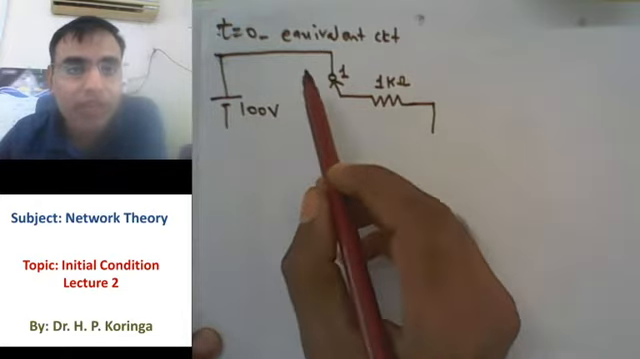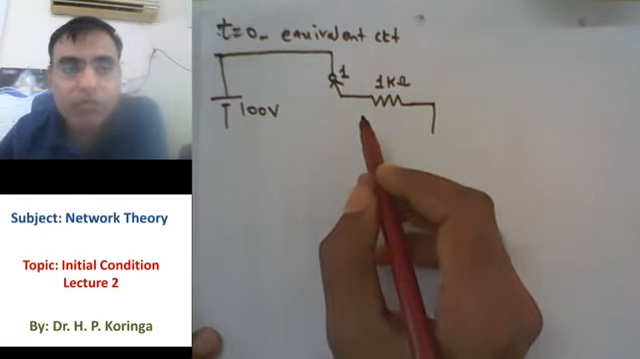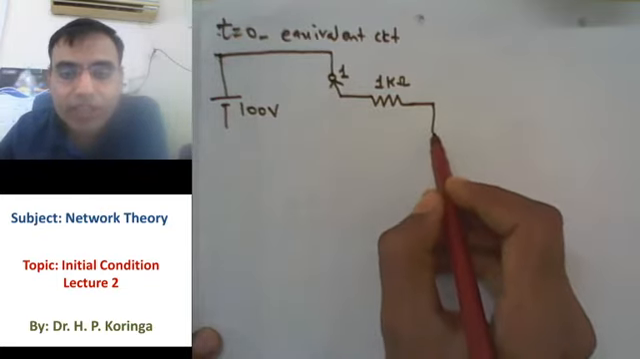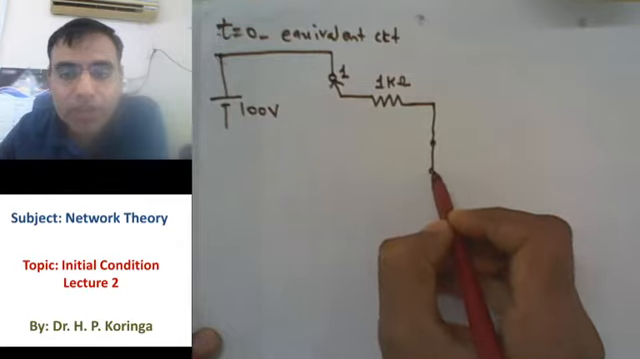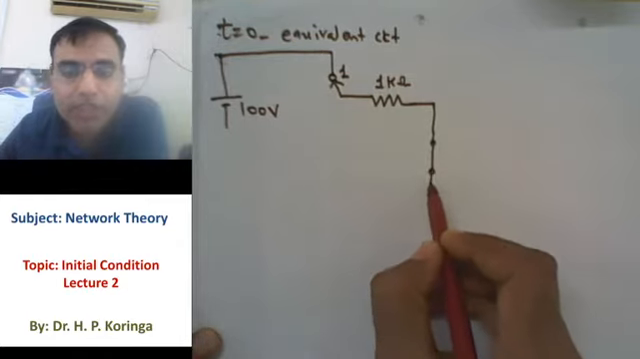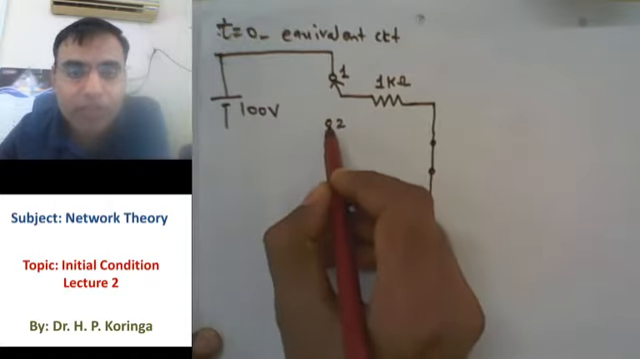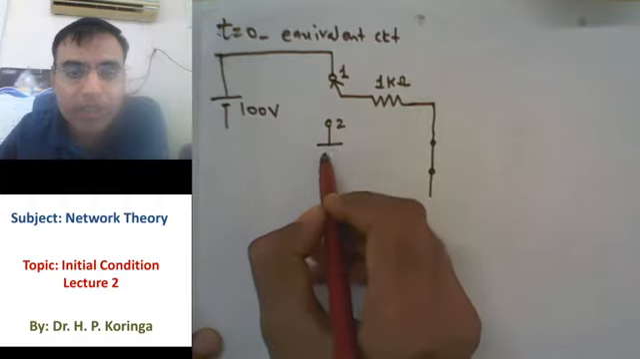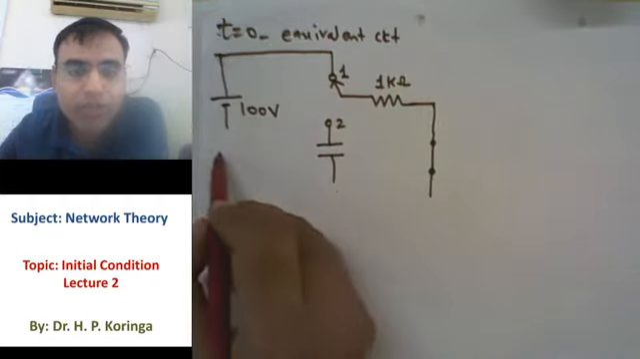So when we are drawing the network at t equal to 0 minus, all the components reach the steady state. An inductor in steady state works as a short circuit, right? Once it is fully charged, or in steady state, it works as a short circuit. Now here it is a capacitor. The capacitor is not connected to any source before switching, so it is an open circuit.